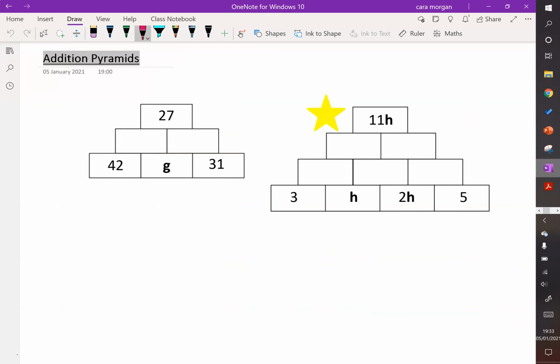And my final pyramids. Why don't you have a go at these? Press pause. Okay, so let's see what I get. I don't know, I haven't done these yet.